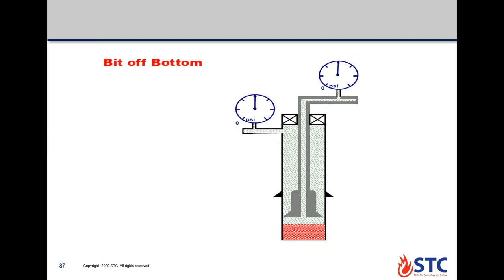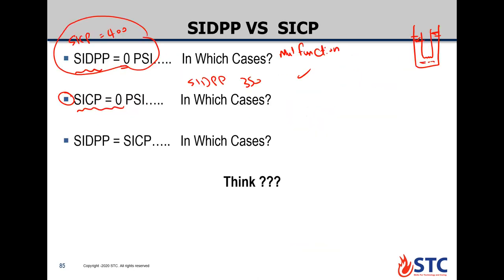Okay, so what about this one? Shut-in drill pipe pressure equals shut-in casing pressure. Well is balanced. So we entered a high pressure zone. So shut-in drill pipe equals shut-in casing pressure? No.